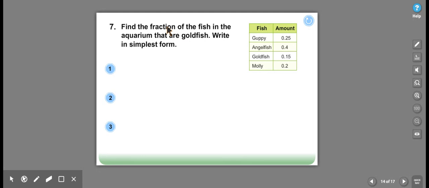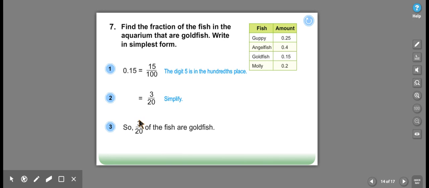Okay, here's our last example. Find the fraction of the fish in the aquarium that are goldfish. Write in simplest form. So again, we're looking for goldfish. So we have 0.15. And when you're reading 0.15, it's 15 hundredths. So you know that this number 15 goes over the hundreds. So the digit 5 is in the hundredths place, so it's 15 over 100. And then remember, whenever you have a fraction, remember to simplify all the time. So 3 over 20. So 3 over 20 of the fish are goldfish.